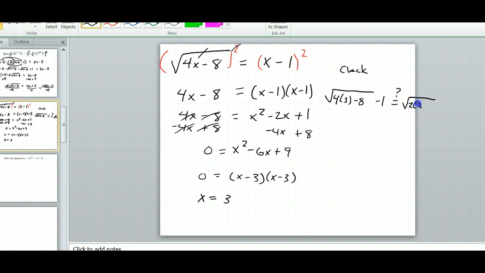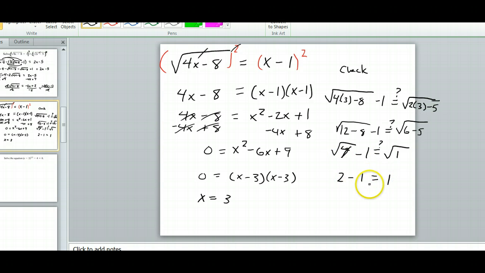Again, we're saying x is 3. 4 times 3 is 12, minus 8 under the radical, minus 1. Is that equal to the square root of 2 times 3 is 6, minus 5 under the radical? 12 minus 8 is 4, minus 1. Is that equal to the square root of 6 minus 5, which is 1? Square root of 4 is 2, minus 1 is equal to 1. So that means this does work, so it is a solution.